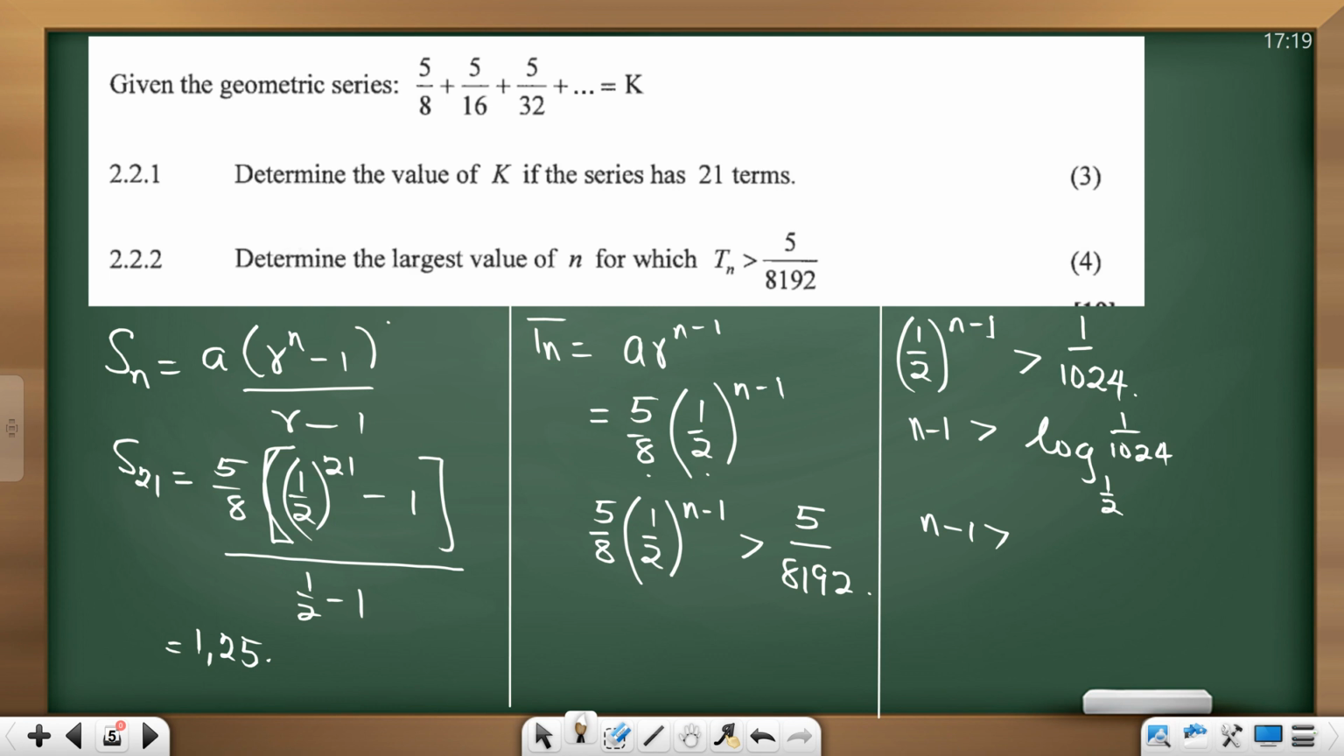Talked about this problem. Remember that fraction thing? Once I see this as what? A half. What should I do? This is actually written as what? Negative log. Okay, let's check.